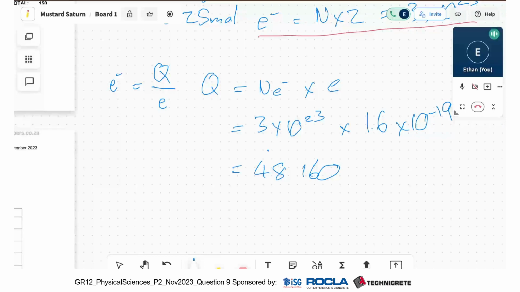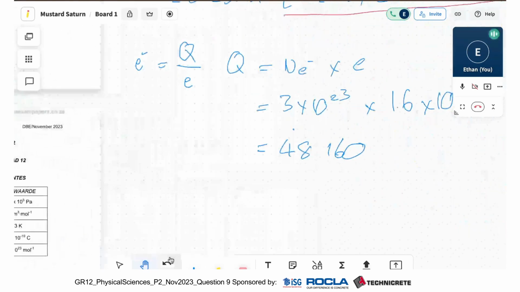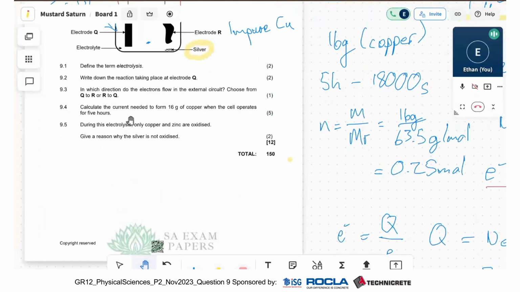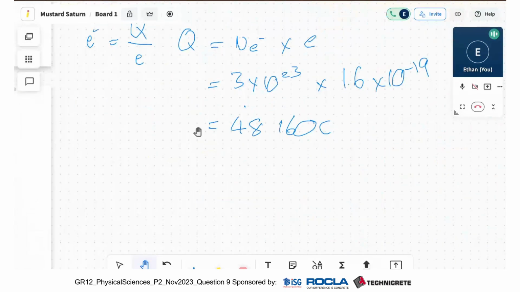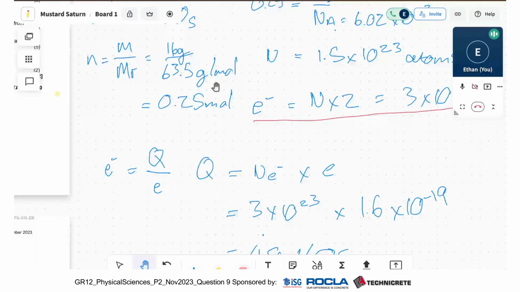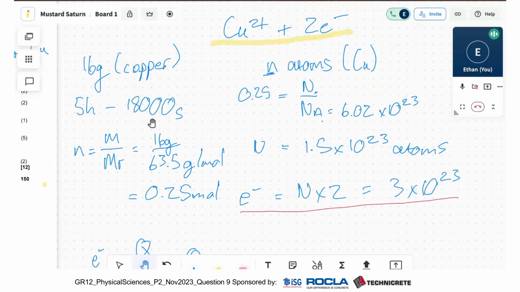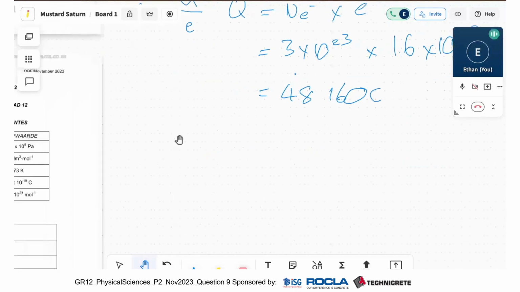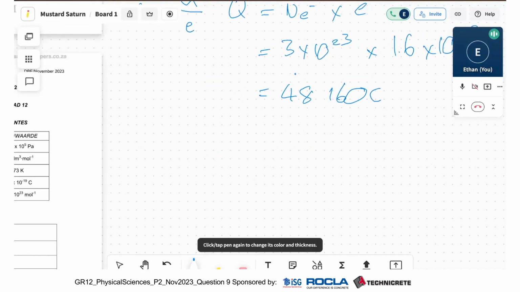So this is the total amount of, call it, electricity or electrical charge that we would need to drive this reaction to get 16 grams of copper. So the question, if we just go back to the question, this has units of C, coulombs. What does the question actually want from us? Calculate the current. Okay, so we know how much charge we need, and we know how much time. So from charge and time, we can then figure out current.